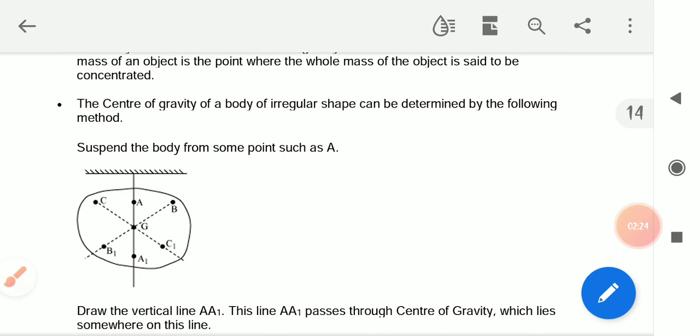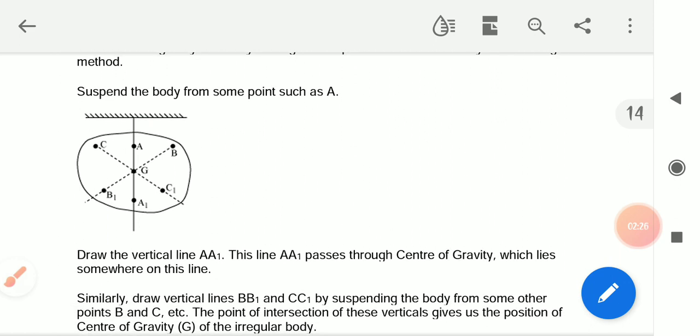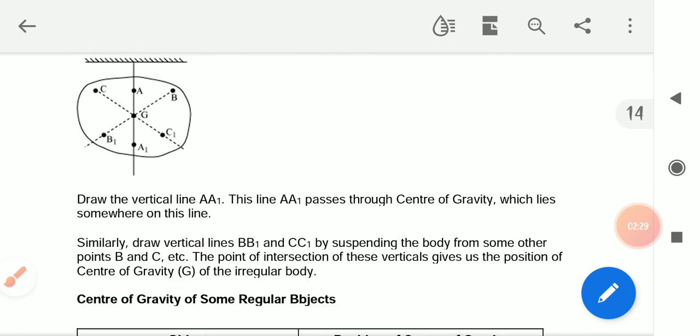Suspend the body from a point such as A. Now, the center of gravity of a body is that point at which the body experiences total gravitational pull. When a body is supported at its center of gravity G, it remains in equilibrium. A uniform meter scale will balance itself at its center of gravity.